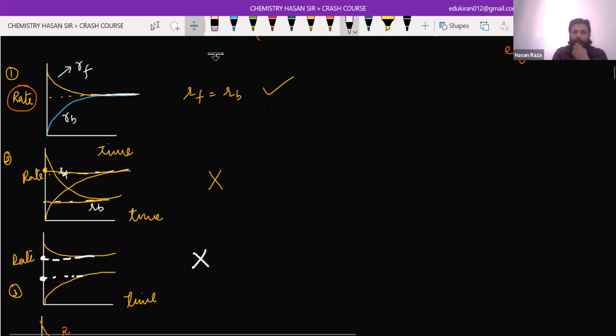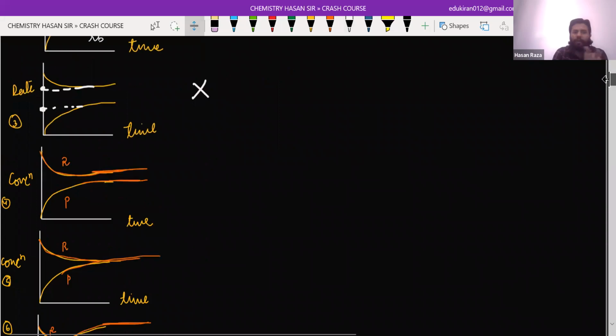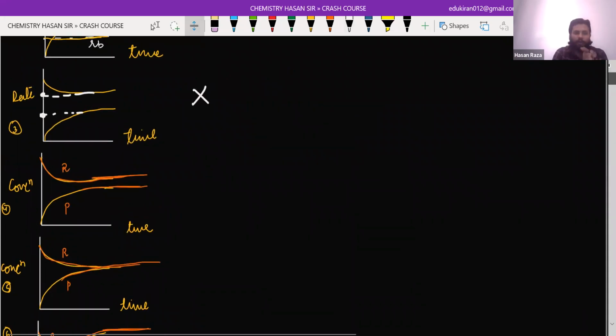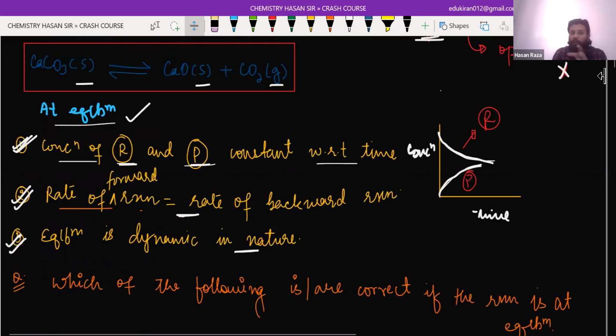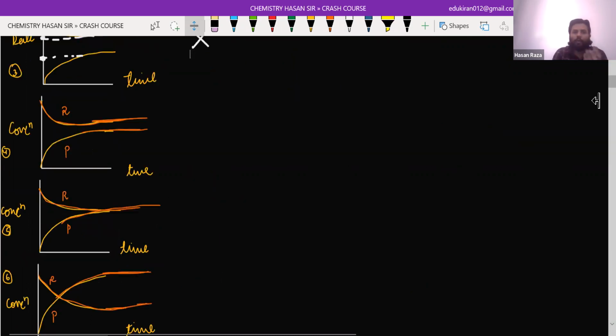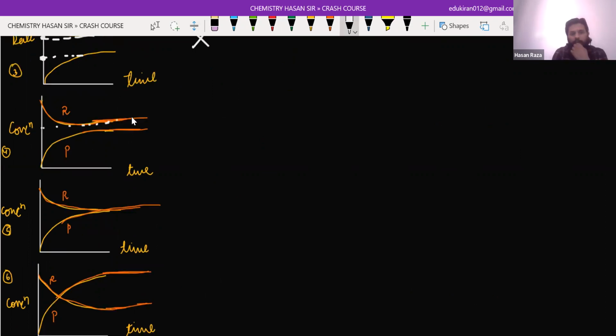Okay. Now, the next is concentration versus time. So I'm going to take you here. Read about this. The concentration of reactant and product with respect to time is constant at equilibrium. So if you look at this, after some time the concentration of reactant becomes constant, and here the product also becomes constant. You can see the time is increasing, but the concentration becomes constant. That means it is at equilibrium.